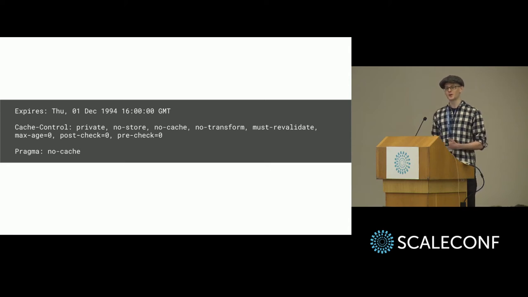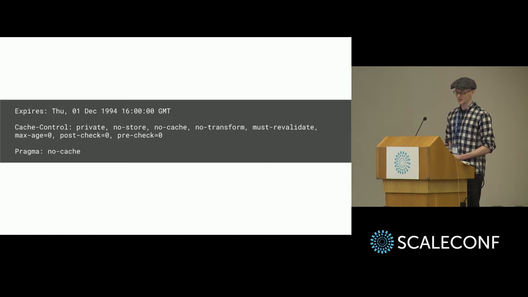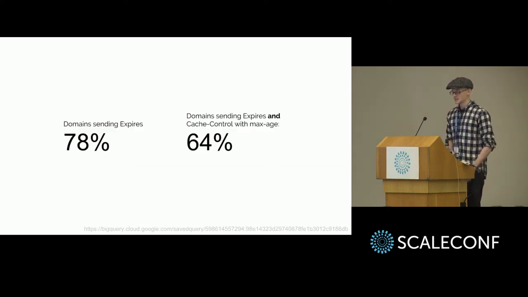It was defined as a request header and has kind of been co-opted into being a response header by people who really want to insist that this response is not cacheable. And browsers have even started to implement pragma as a response header, even though it was never standardized as one. In reality, 64% of domains in HTTP archive set both a cache control header and an expires header. So this is pretty terrible.